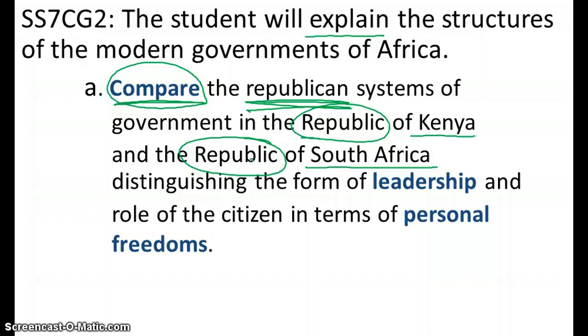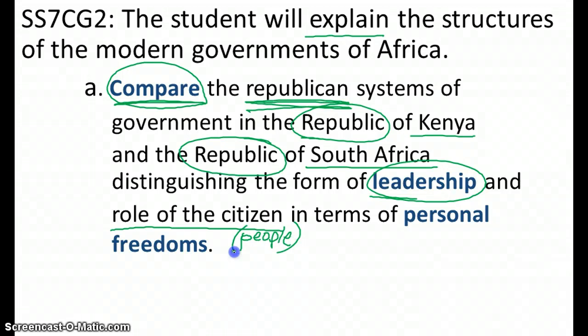We want to focus on the form of leadership, so the title of the leader of the country, and the role of the citizen. Remember that citizen is just a fancy word for people. The people who live or have citizenship of that country, in terms of their personal freedoms, or the limit of their personal freedoms, what they can do and what they can't do. So we're citizens of the United States. Correct. Okay, we're going to move to the next slide.